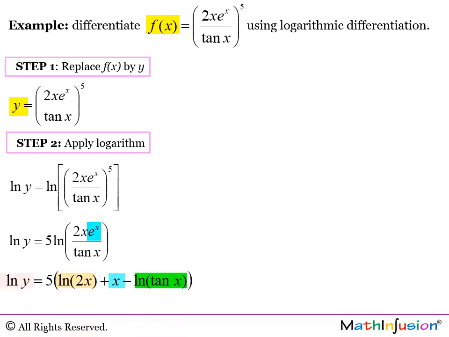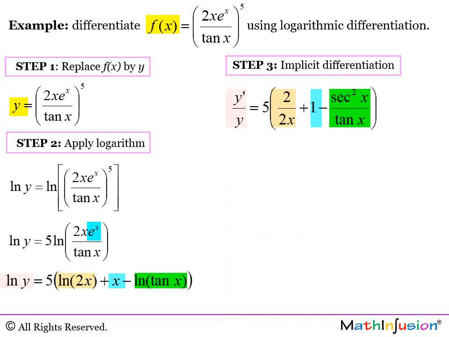Now we just have to differentiate each part. So here is the implicit differentiation. As usual, when we differentiate ln of y implicitly, we get y prime over y. On the other hand, we are just following the rules of differentiating ln of a function, and also here we have to differentiate x, which is just 1.